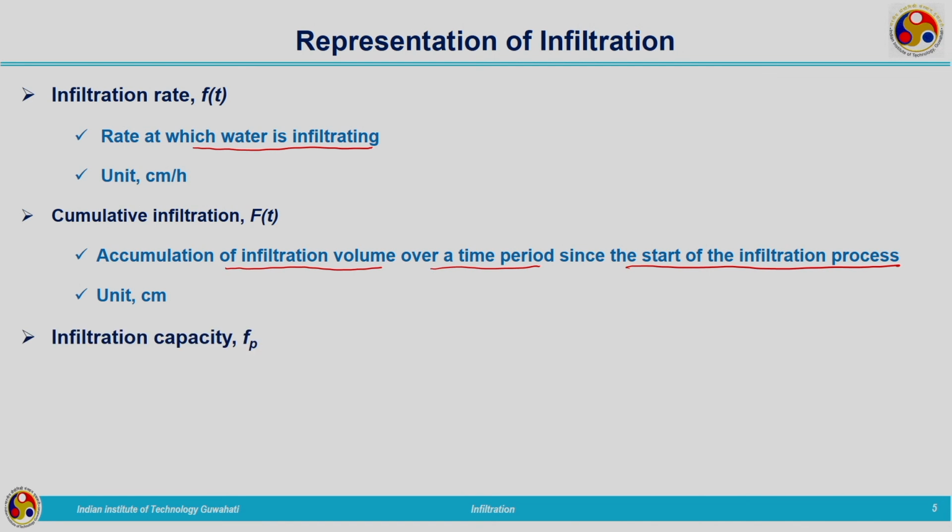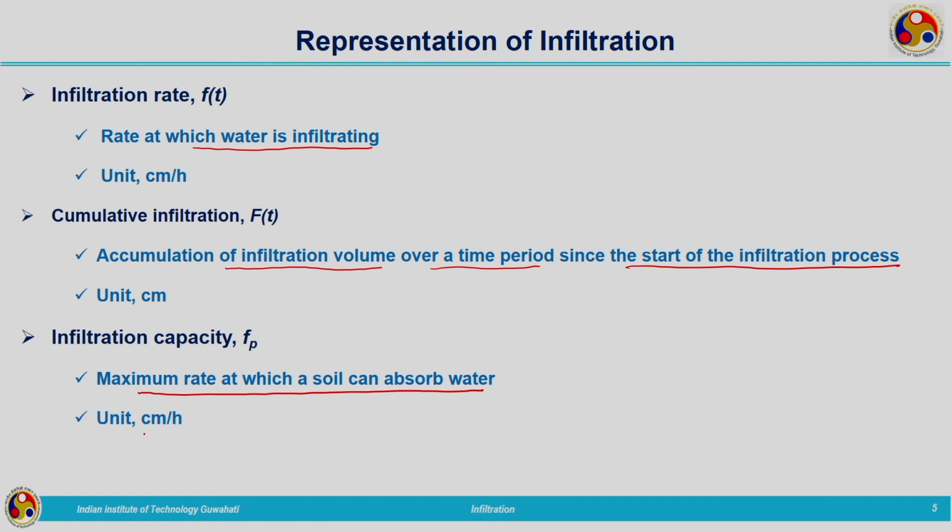Then another term is infiltration capacity. It is represented by small fp. Infiltration capacity is similar to infiltration rate, but the difference is that it is the maximum rate at which a soil can absorb water. That is, the maximum rate of infiltration is termed the infiltration capacity. It may not always be at maximum; depending upon the field condition it may be less than the infiltration capacity. That is represented by the infiltration rate. For this also the unit is centimeters per hour.